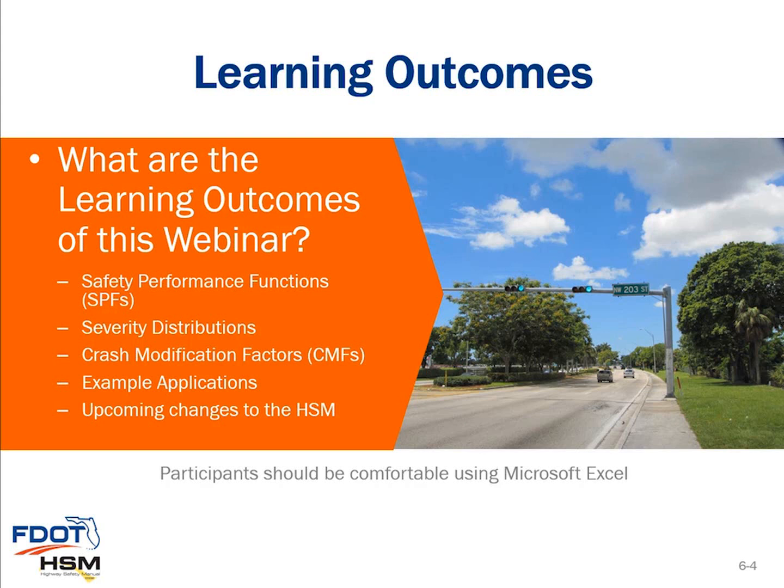We'll go through some example applications and then talk about upcoming changes to the Highway Safety Manual, with particular regard to Chapter 12. As we've noted in previous webinars, we will be focusing the training on the use of the NCHRP 17-38 spreadsheet. Therefore, participants should be comfortable using Microsoft Excel.